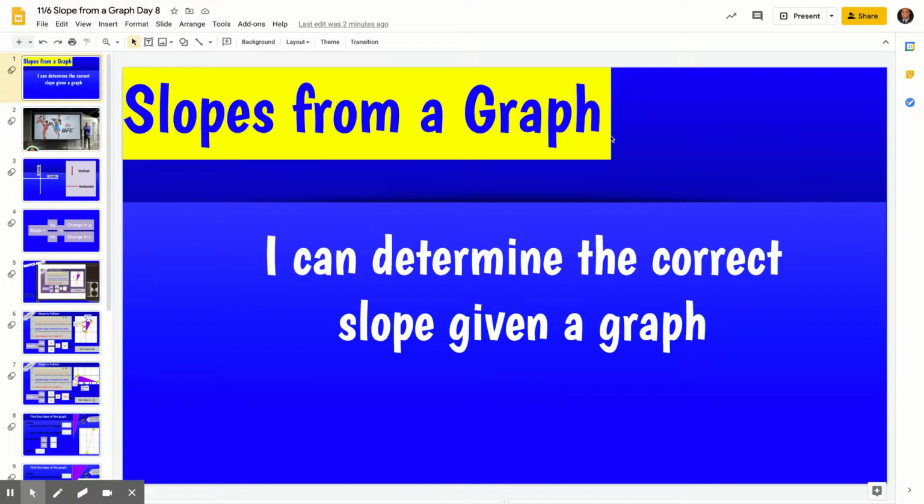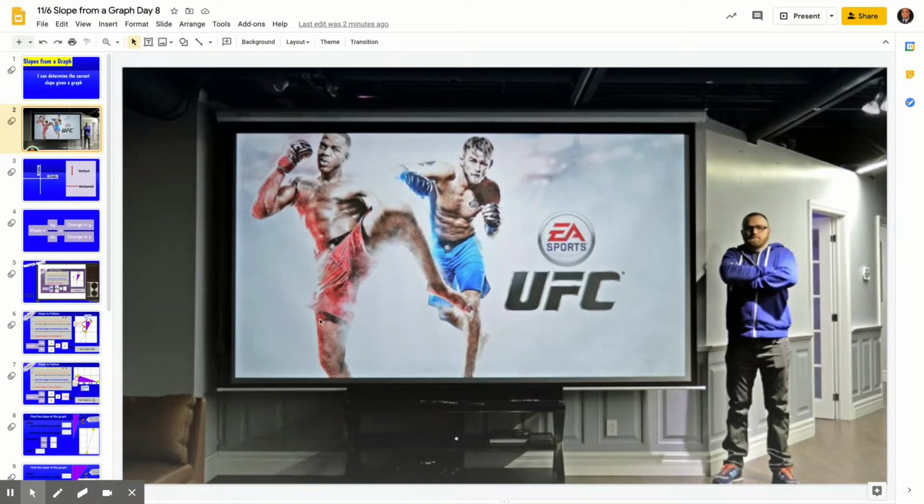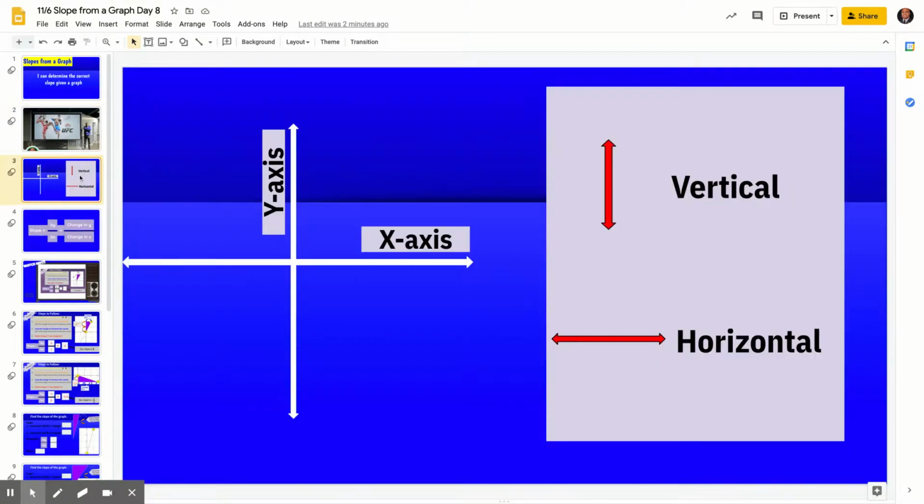All right. So we're going to have a video posted on this second slide right here, but right here is going to be a picture of the video instead of the UFC image. So that's where that will be when you watch this video. So today we're going to learn about slope from a graph.